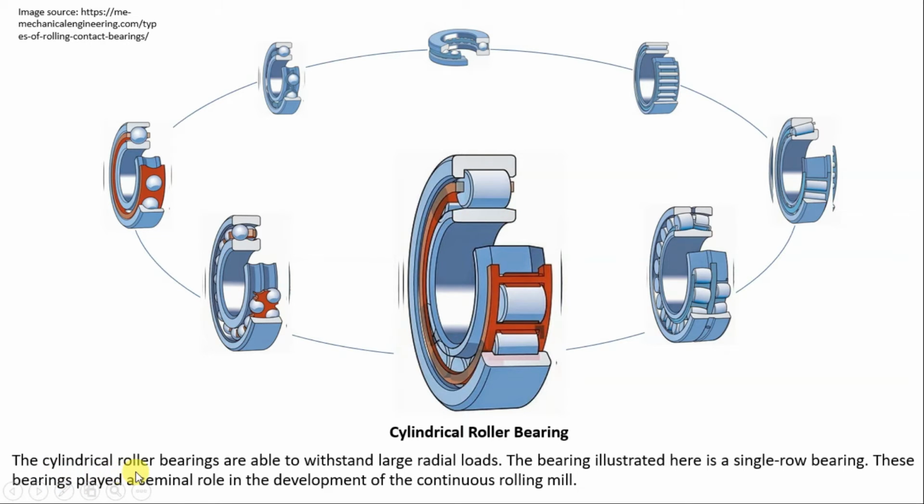The cylindrical roller bearings are able to withstand larger radial loads. The bearing illustrated is a single row bearing. There may be double row for heavier applications. This bearing played a seminal role in the development of continuous rolling mills. This type of bearing, roller bearings, is extensively used in rolling mills.